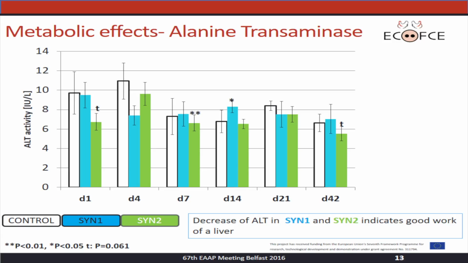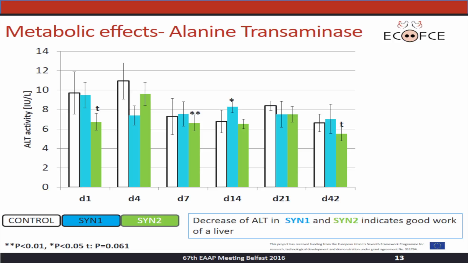In white, there's indication for the control, symbiotic 1 is in blue, symbiotic 2 in green. And what we can see, in the majority, actually in all of the data points for the symbiotic 2, there's a nice decrease of the ALT, which indicates the good status of the liver, and in our opinion it also nicely coincides with the transcriptome results which were observed for liver after the symbiotic 2 injection.